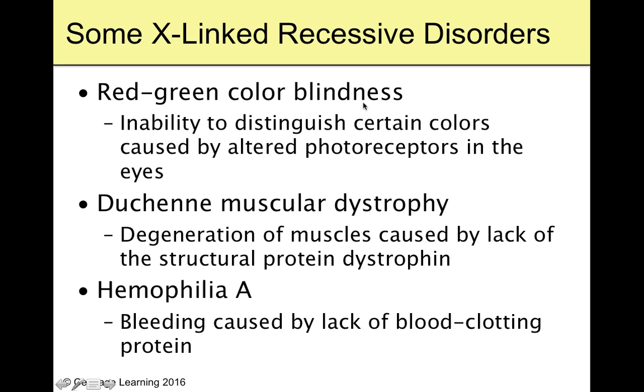Red-green color blindness. Most of the people who tell you they're colorblind aren't colorblind. They can see colors. They're just not the same exact colors you and I see. They have an inability to distinguish certain colors, caused by some altered photoreceptors in their eyes.